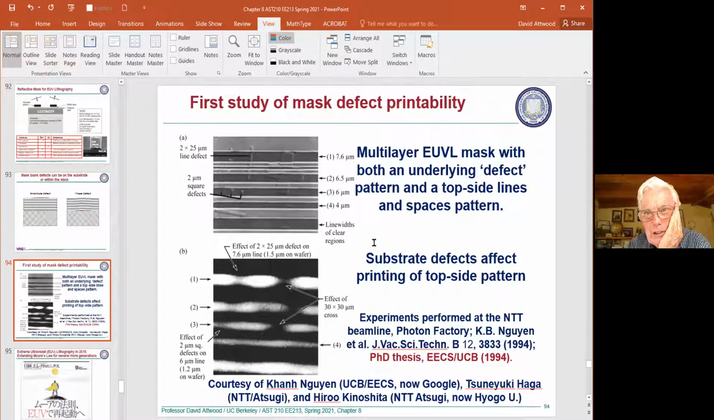So here is a multi-layer mask with both an underlying defect pattern and a top side of lines and spaces. So here's the lines and spaces at the top, but if you look, you'll see a faint cross here underneath and some other lines, okay? This is what it looked like in an SEM. This is what it looked like in an EUV exposure experiment. And this was quite interesting.